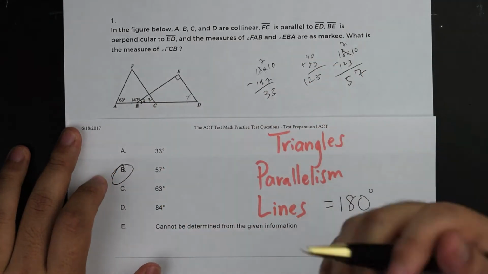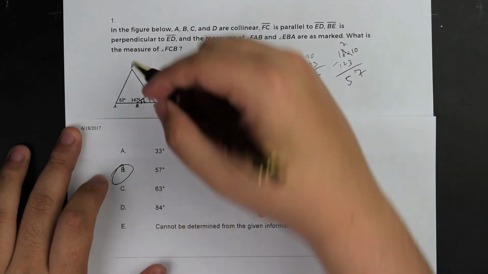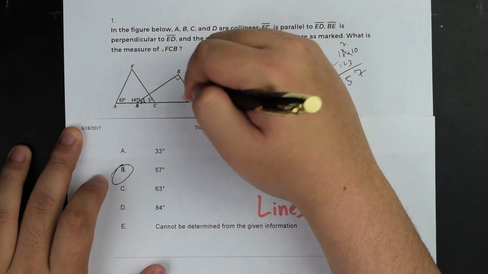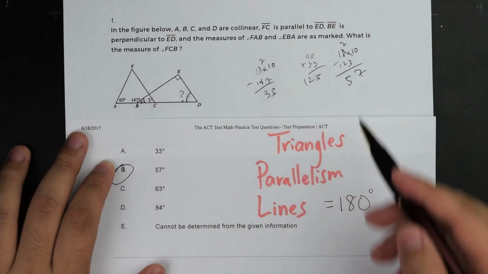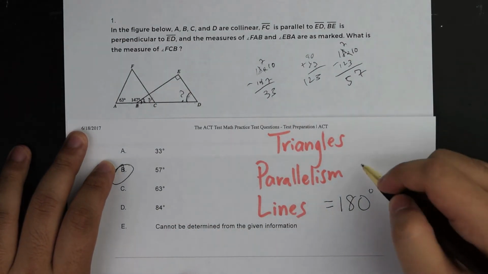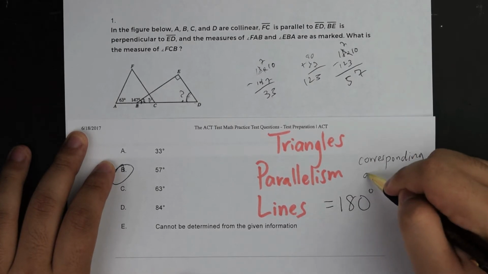Afterwards, I also recognized that if I have a question mark right here for an angle, that means that because of corresponding angles, this angle is going to be congruent to this angle. So this will also be the question mark right here. So I used the property of parallelism to find, based on corresponding angles, and I'll write the term in case you want to look it up, corresponding angles was very useful for me.